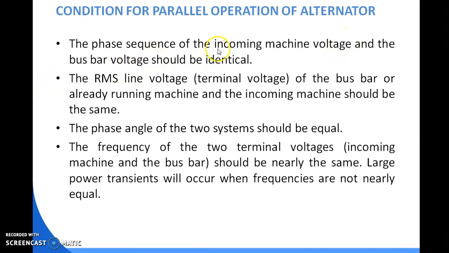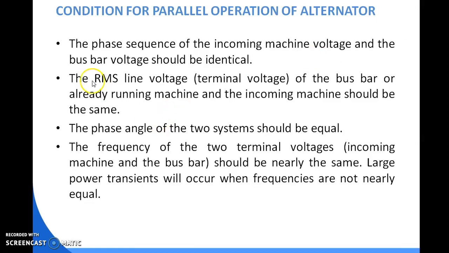Firstly, the phase sequence of the incoming machine and the bus bar voltage should be identical. Listen everyone, the bus bar voltage is an infinite voltage bus bar that will accept a number of generators, a number of incoming machines. So, the machine which is to be connected to the bus bar is known as the incoming machine. For parallel operation, the phase sequence of the incoming machine and the existing bus bar voltage should always be identical, should always be same.